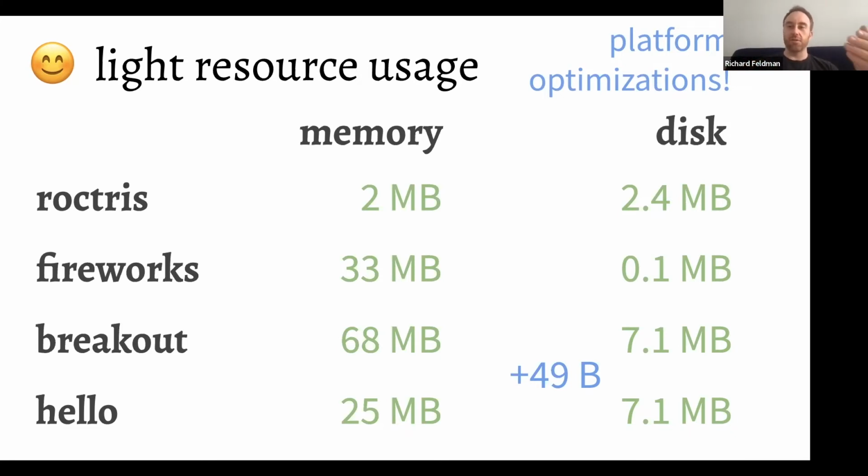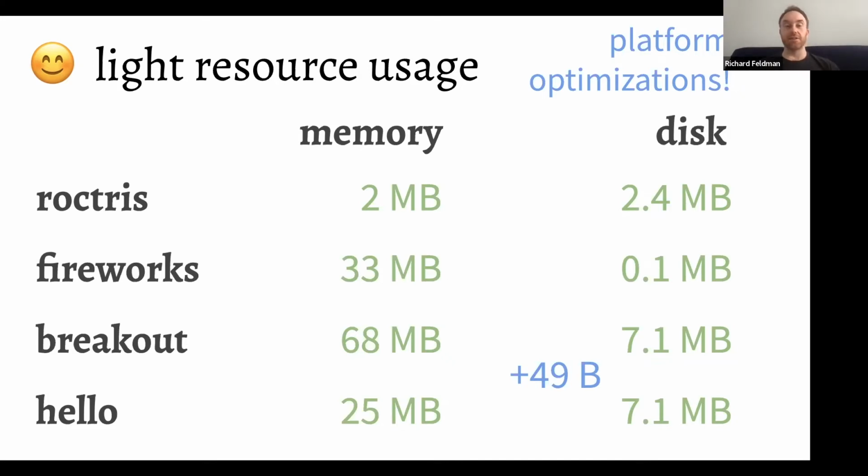Like Rocktris, because it's only using the terminal, doesn't have nearly as much memory as these platforms that are spawning a separate window and drawing graphics in it. And you can see that Fireworks, because it's built on a different platform than Breakout or Hello World, is actually just this tiny amount on disk in terms of the application size versus all these others that have a lot more going on. So you might also be wondering, hang on a sec, Fireworks was actually spawning a window and drawing graphics to it, and Rocktris was in the terminal. How come Fireworks was so much smaller than Rocktris? Like, how could that be?